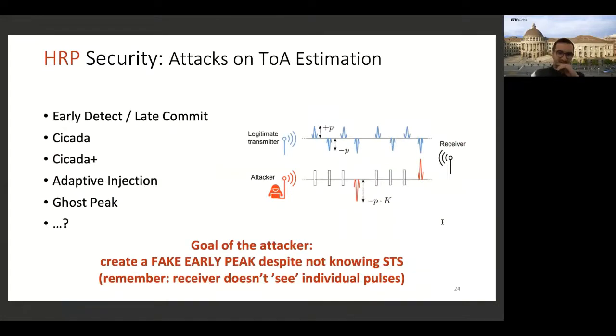There are many other attacks on time of arrival estimation, right? So I'm not going to go through all of them. Early detect, late commit is one of them. Cicada plus, adaptive injection, now ghost peak attacks. They're all different forms of essentially the same goal. All of them are trying to achieve the same goal, which is to create a fake early peak despite not knowing the scrambled timing sequence, right?